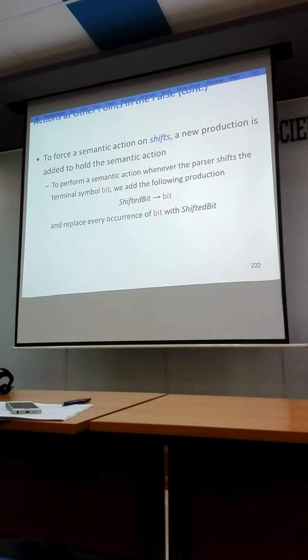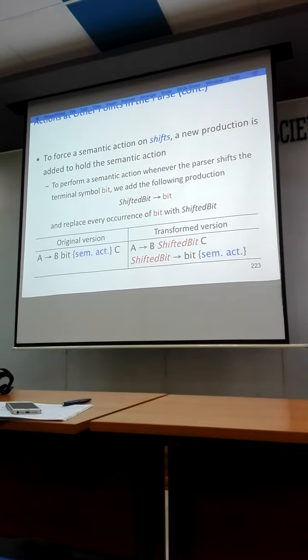First, we add this production to our grammar. And then we replace every occurrence of this terminal symbol with this non-terminal symbol. Of course, this is the new non-terminal symbol. Now, can you see? Obviously, in this case, we need to perform semantic action on a shift action. Right after this shift action, we need to perform this one.